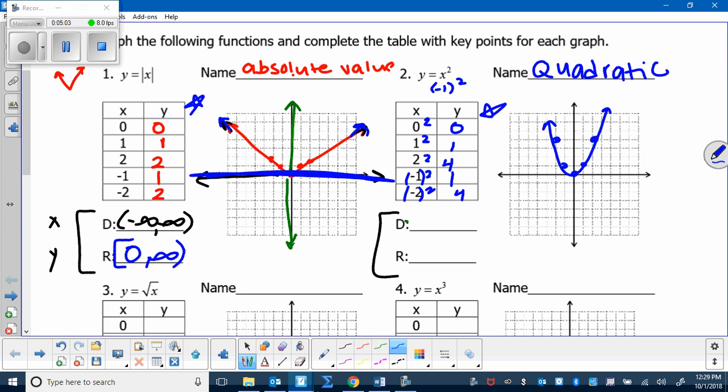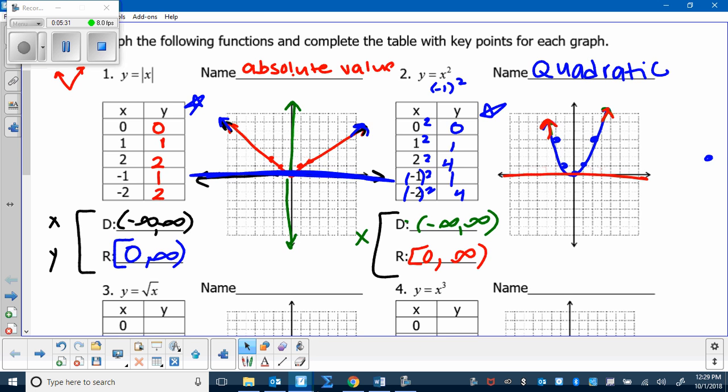Hey guys, doesn't the quadratic kind of look the same? The quadratic is just more of a curve. It doesn't have two straight lines, but it's still, for your x's, going left forever and right forever. So that's negative infinity to infinity. And your range, the bottom of that graph is located at 0, and then it goes up forever. So it's going up to positive infinity.